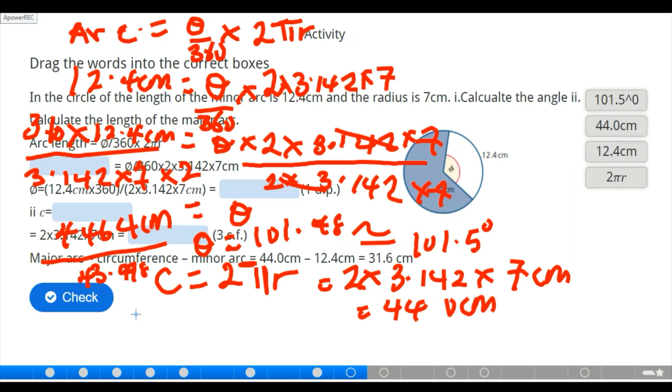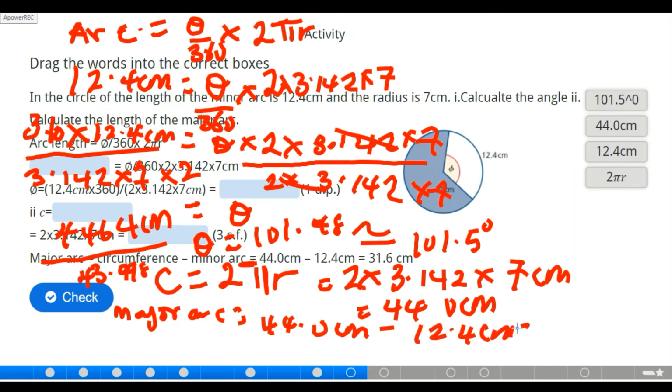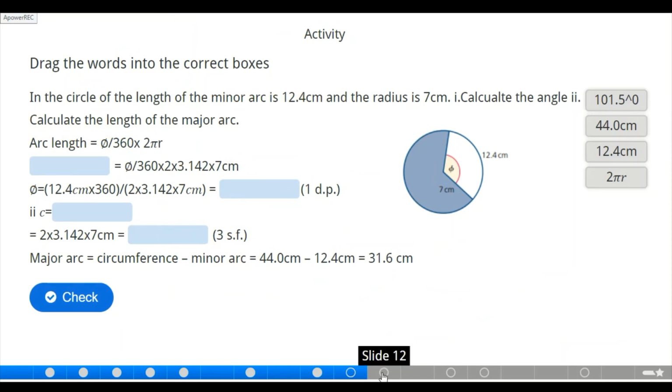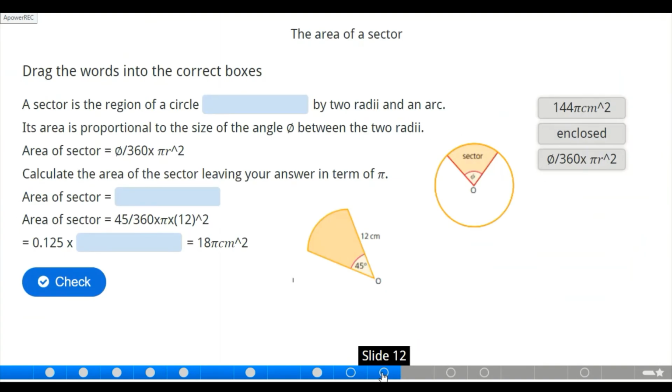So to calculate the major arc now, the major arc will be 44.0 centimeter minus 12.4 centimeter, and that will give us 31.6 centimeter, and that's the solution for that given question. Okay, so now let's look at the next question that we have here.